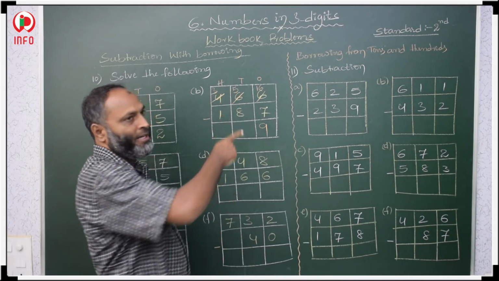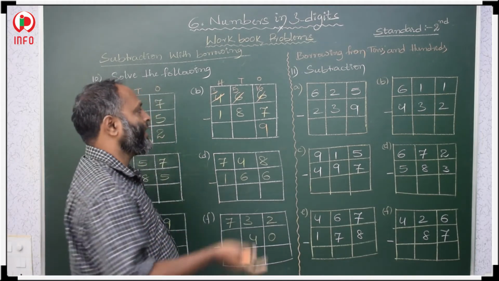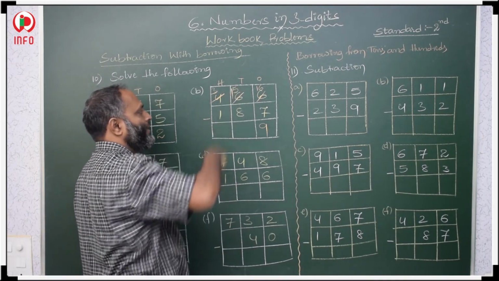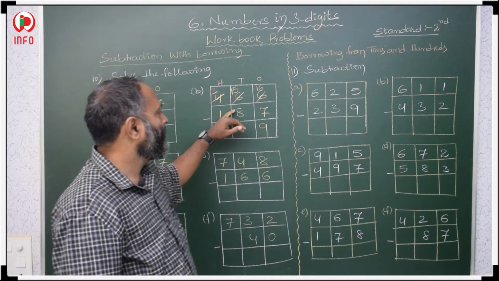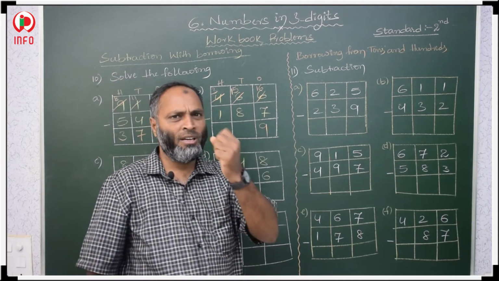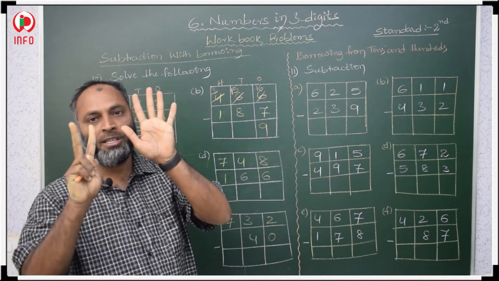Then 10 hundredths, 100. If you take 100, that is equal to 10 tens. 10 tens plus 5 tens is 15 tens. 15 minus 8, then how to count? From 9 to 15, we have to count. 9, 10, 11, 12, 13, 14, 15. It is 7.